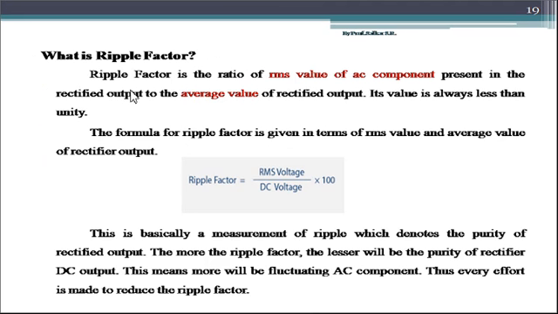So the first term related to the output of rectifier, or the first term related to the ripples, is nothing but ripple factor. So here is the definition of ripple factor. That is, ripple factor is the ratio of RMS value of AC component present in the rectified output to the average value of the rectified output, and it is always less than unity.